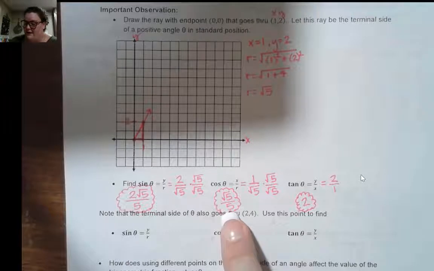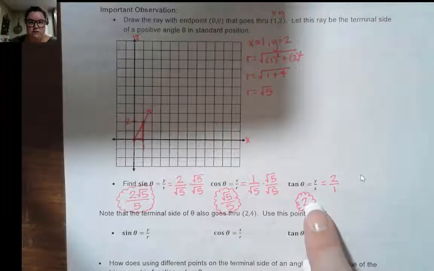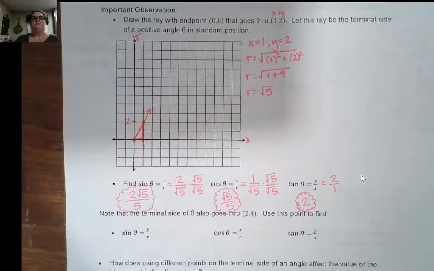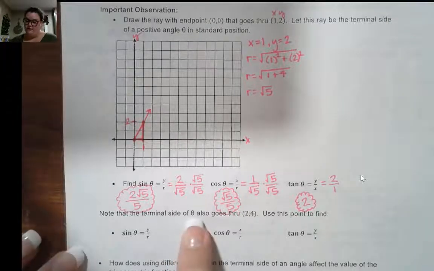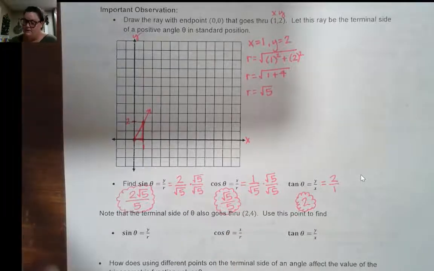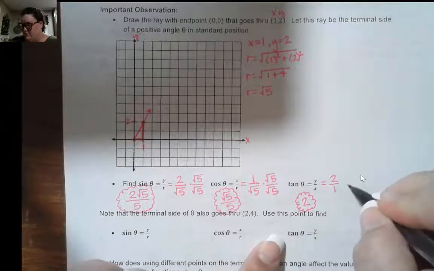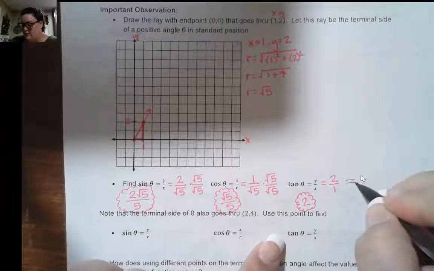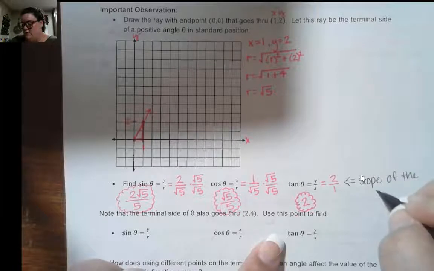Okay, and then our tangent, y over x, gave us 2 over 1, which is then just 2. Okay, all right, so now what we want to look at is, it says, note that the terminal side of theta also goes through (2, 4). So remember how we talked about the tangent value also being our slope, right? I'm just going to put a note here. Notice this is also the slope of the ray.